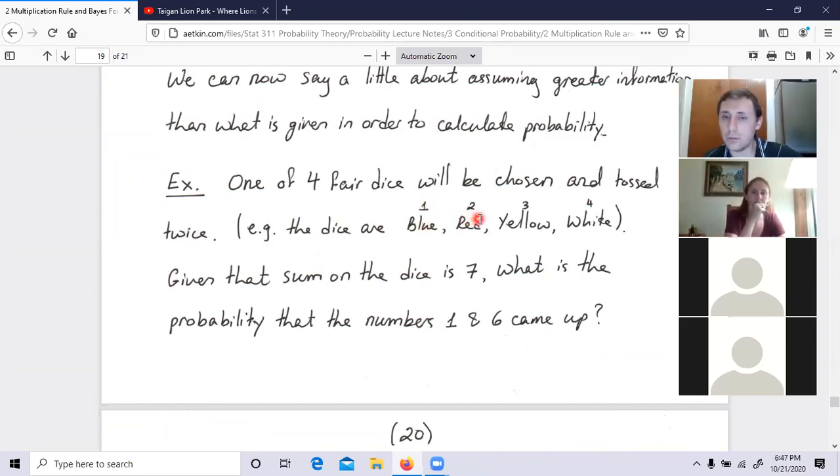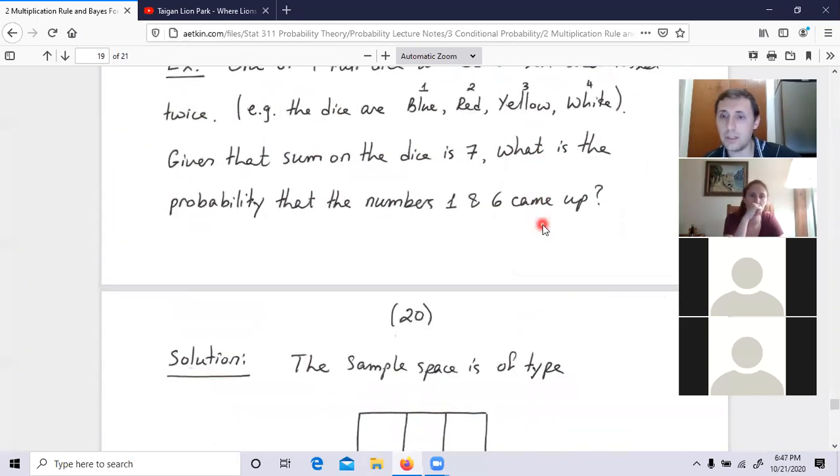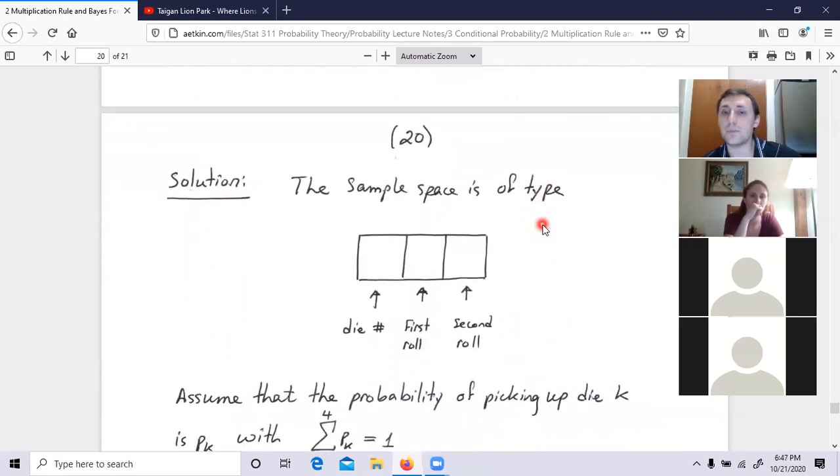But we don't know if there would be a preference to pick the blue die or the red die, or each of them is randomly picked. We know nothing about it, right? So the general sample space is what? The die that will be picked, then what comes on the first roll, and then what comes on the second roll. But I'm going to say that I can assume that the die that's picked is die number 1. You understand? I can fill this with the number 1, and the probability that I will calculate will not be affected.